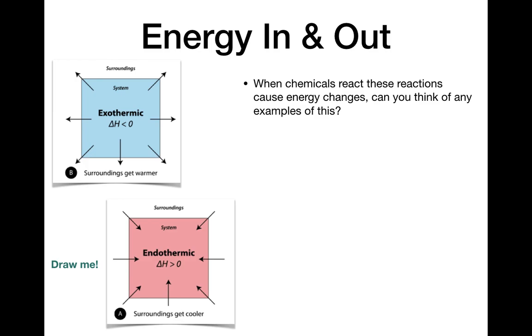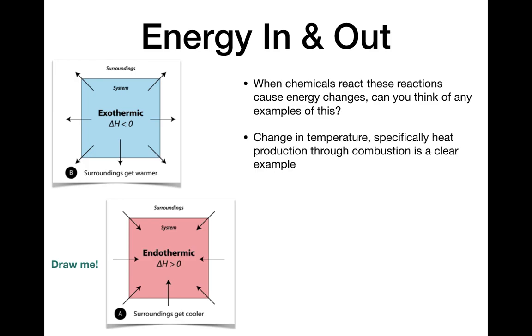So that's a good example. A really good example is temperature. Changes in temperature, especially when you have heat produced, is a really good example. Or combustion, if you're burning something, whether it's fossil fuels, whether it's wood, whatever it happens to be you're burning, that's a clear combustion reaction. It's definitely going to be producing heat.